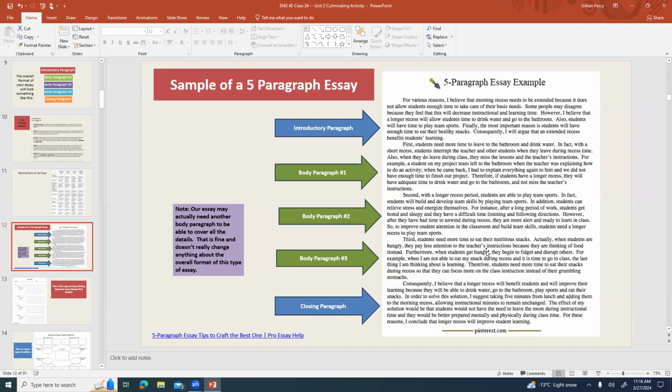Third, students need more time to eat their nutritious snacks. Actually, when students are hungry, they pay less attention to the teacher's instructions because they are thinking of food instead. Furthermore, when students get hungry, they begin to fidget and disrupt others. For example, when I am not able to eat my snack during recess and it's time to go to class, the last thing I am thinking about is learning. Therefore, students need more time to eat their snacks during recess so they can focus more on the class instruction instead of their grumbling stomachs.